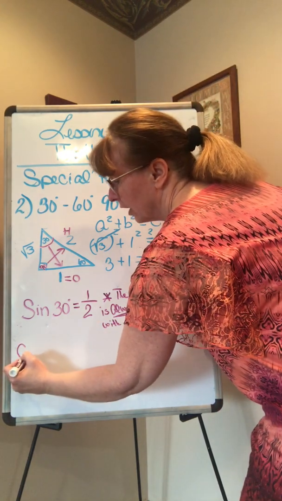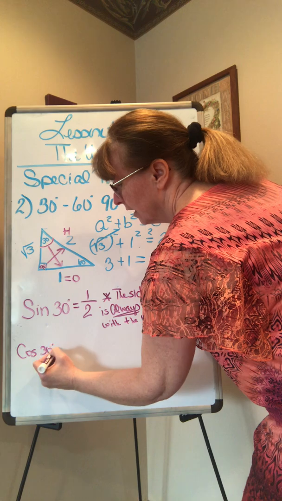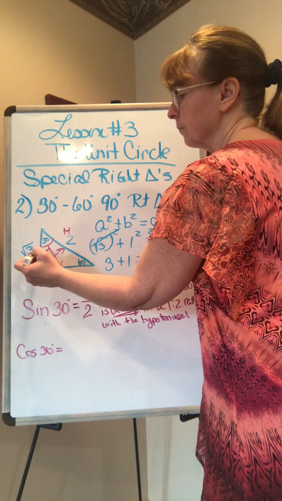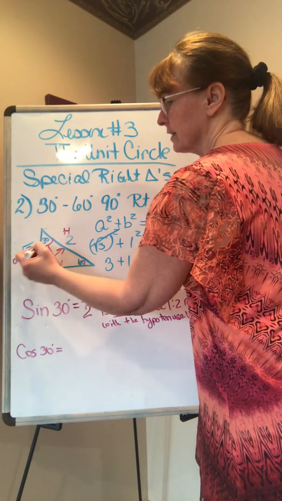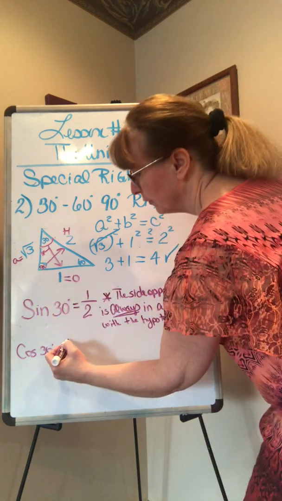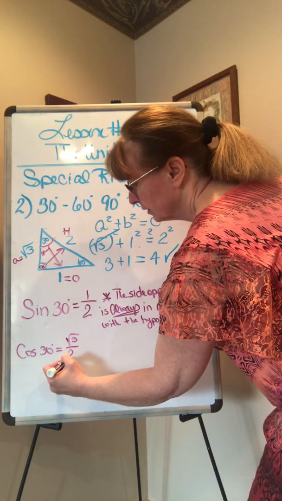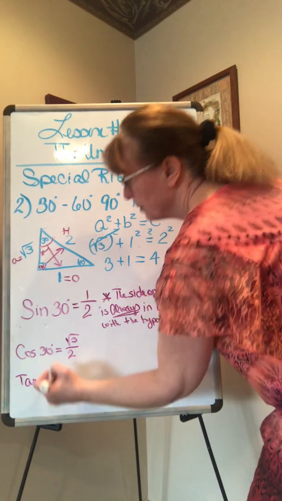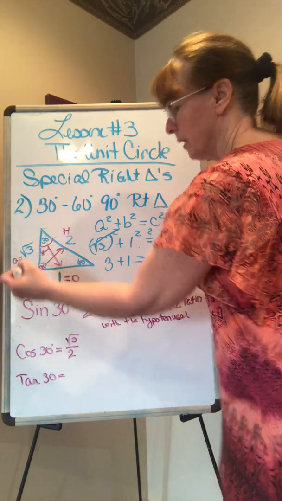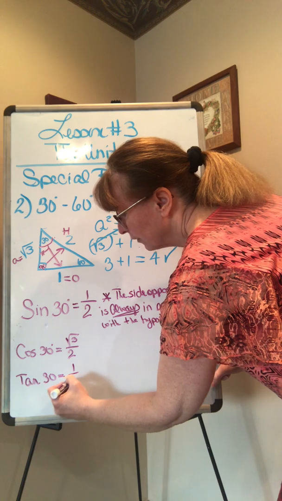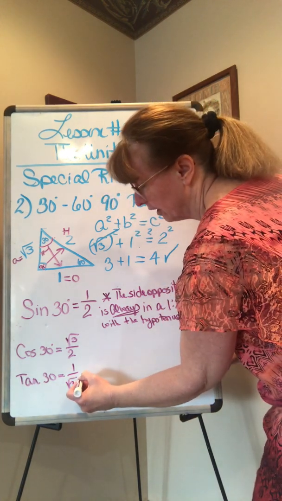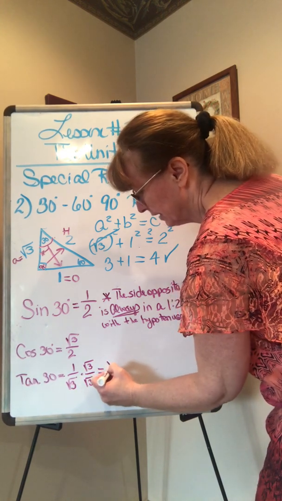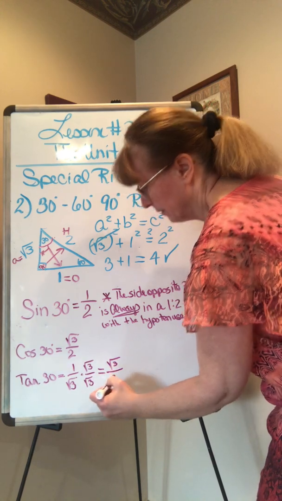Now, if I wanted the cosine of 30 degrees, again, I'm always from the 30. Here's my adjacent. Again, like I said on the other video, adjacent is always going to connect the angle and the hypotenuse. So this would now be rad 3 over 2. And the tangent of 30 is going to be my opposite to my adjacent, which is 1 over rad 3. So now I have to rationalize. I can't have a rad 3. So the tangent of 30, rad 3 over 3.